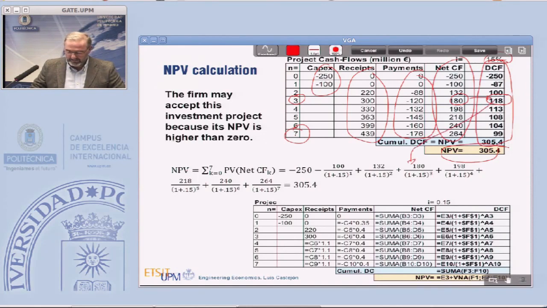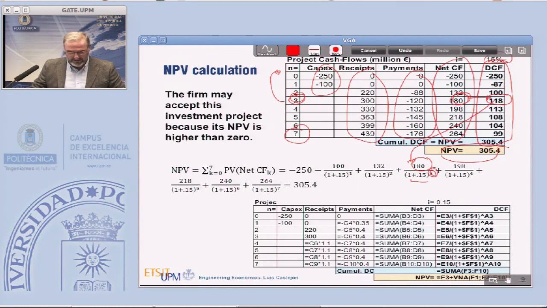In year 3 we use the 180 as the numerator, and in the denominator the discount factor we are using is 1 plus the cost of capital, which is 15%, to the power of 3. Power of 3, why? Because we are in the third year and we are moving this cash flow from year 3 to year 0, to the present time. So we discount to the power of 3. I think it's quite straightforward to apply this formula.